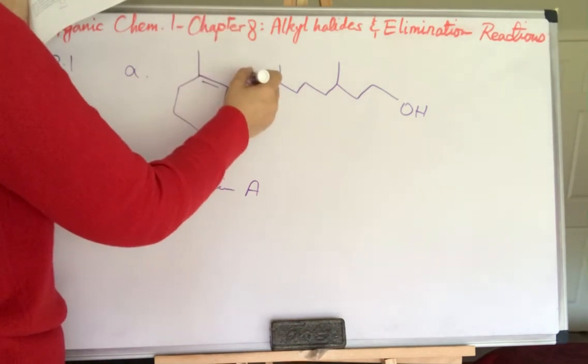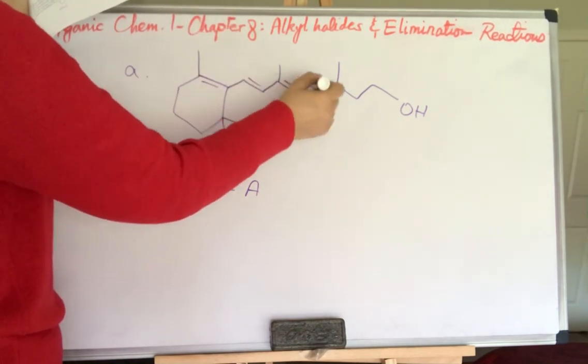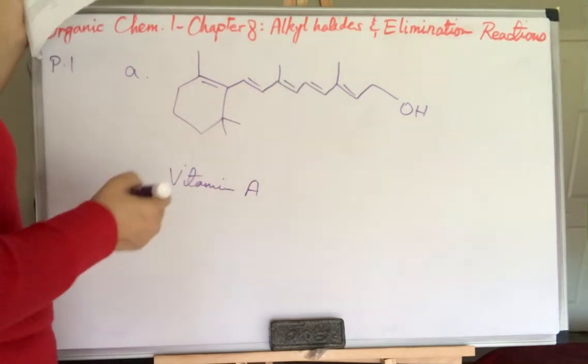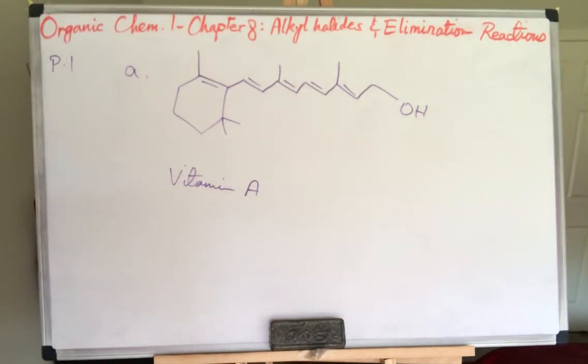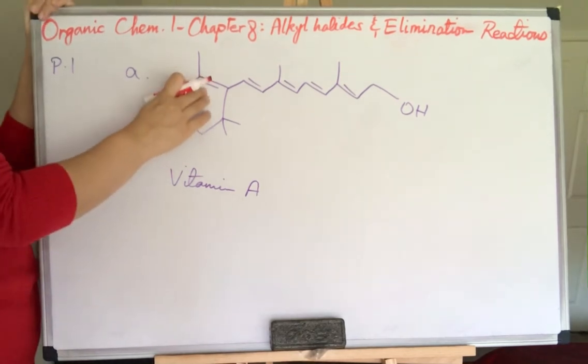Let's see how many. 1, 2, 3, 4. 1, 2, 3, and 4. Okay, let's classify each of these by the number of carbons bonded to the double bond, or let's try monosubstituted, tri-substituted. So it seems like we need another color. Let's start with this double bond.